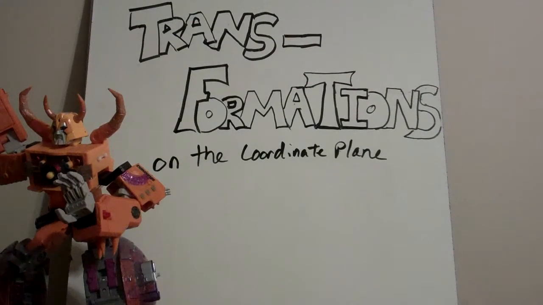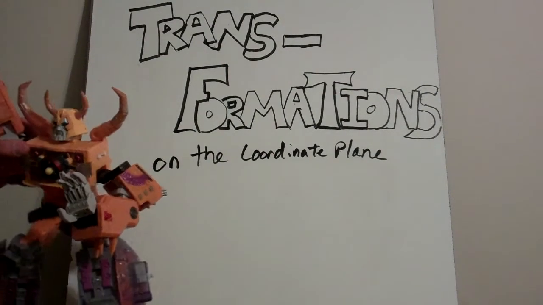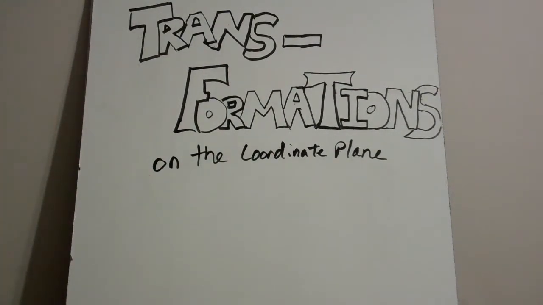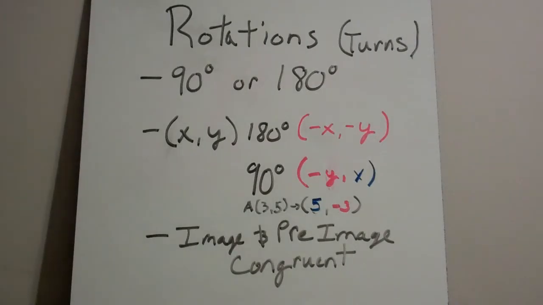Hey guys, today we're going to continue our discussion of transformations. We are going to talk about rotations today, so we can say hi and bye to Unicron because he will be in the way. With our rotations, there are two that we're going to deal with, 90 degrees and 180 degrees, and they are going to be rotated or turned around the origin.